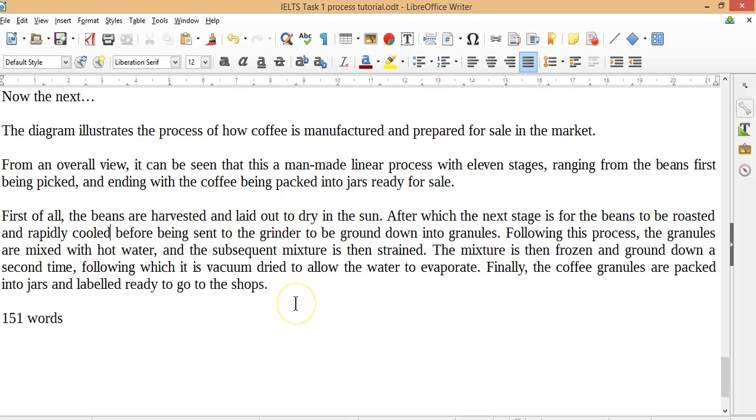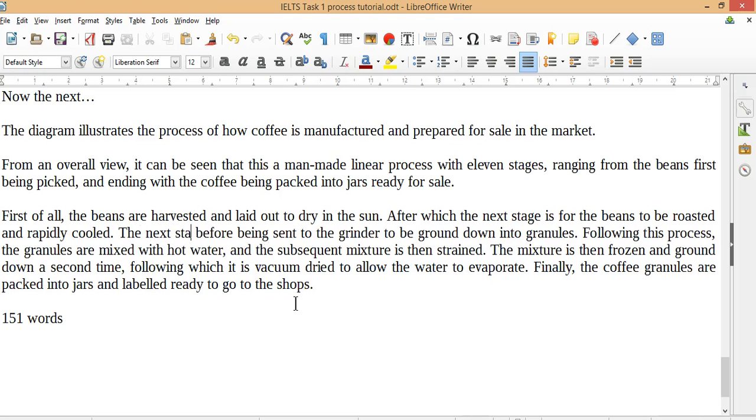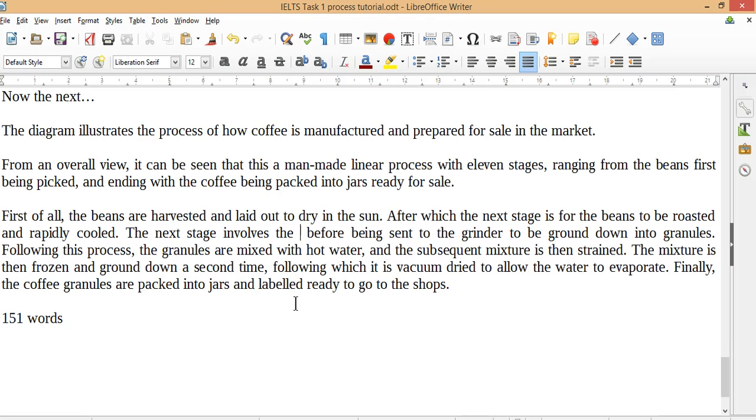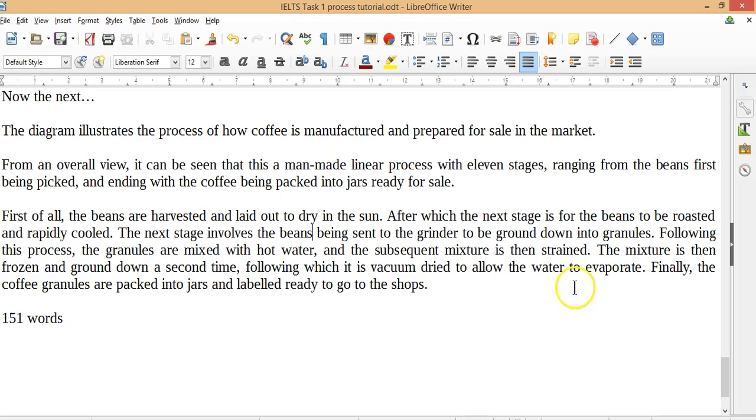I could have maybe: after which, the next stage involves the beans being sent to the grinder to be ground down into granules. So I could have broken that up, but it's pretty straightforward.